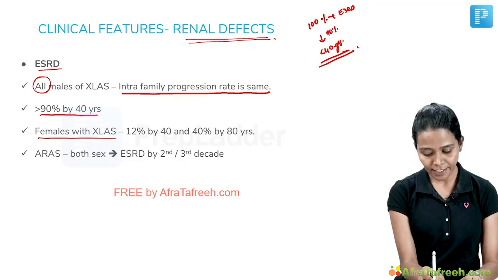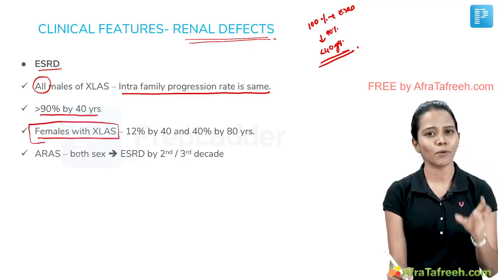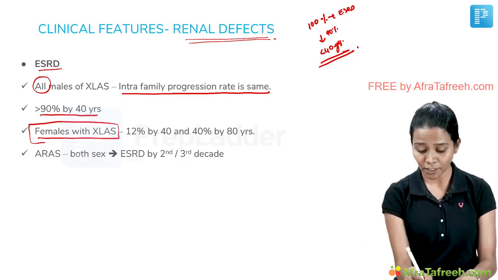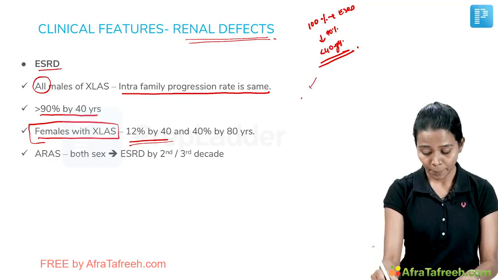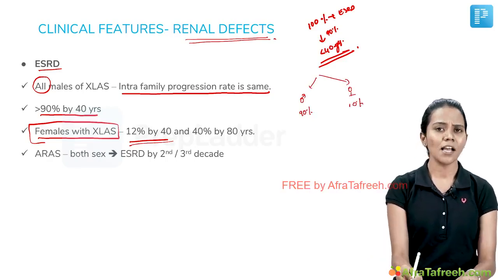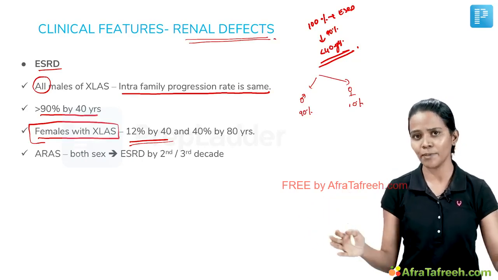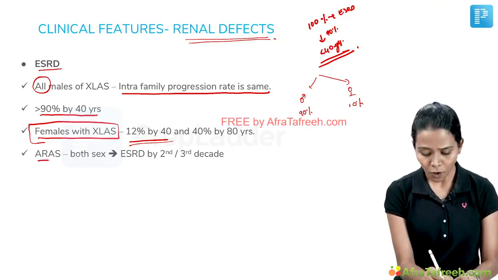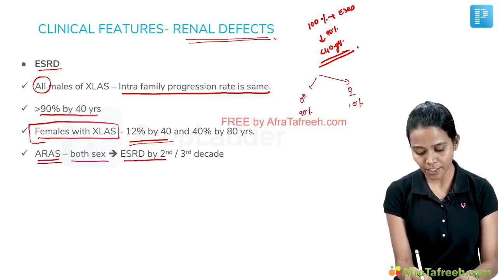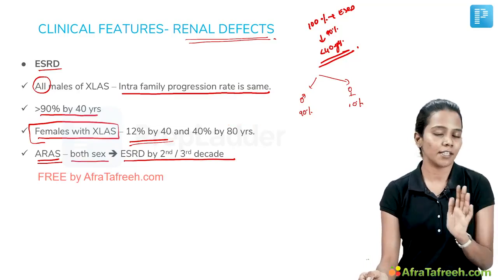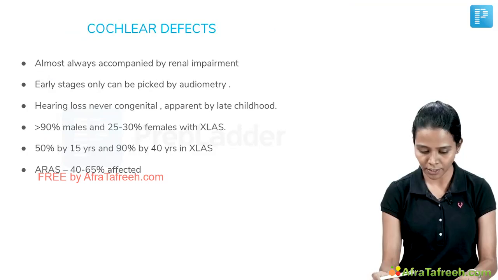In females with X-linked Alport syndrome, a lesser number develop it by 40 years. See, in males 90% develop it by 40 years, but here only about 10 to 12%. It's not important to remember these numbers. I just put them to show that there is a significant difference between the males and females of X-linked Alport syndrome. In autosomal recessive, both sexes develop ESRD by the second or third decade. Irrespective of sex, they develop ESRD by the second or third decade.